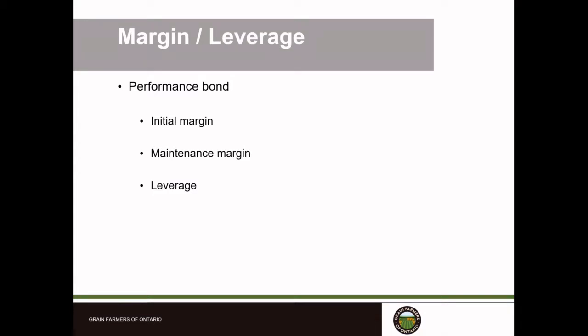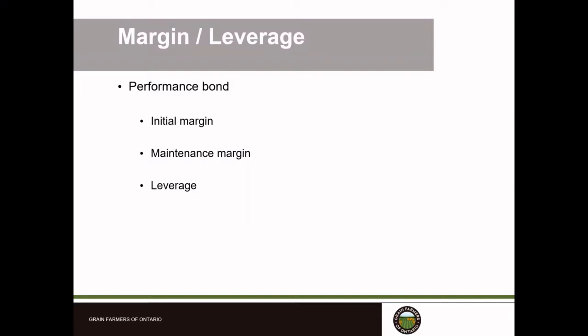Okay, so initial margin means the initial amount that they require for you to open a trade. So if you're opening your first trade and you're trying to buy corn and the initial margin set by the exchange is $1,000 US, you need $1,000 minimum in that account to open that trade, okay?